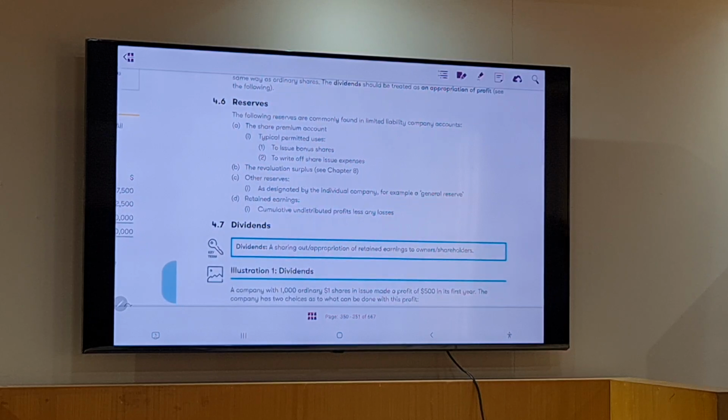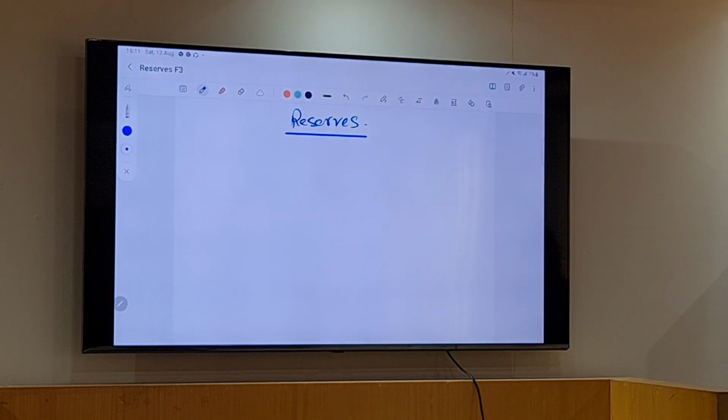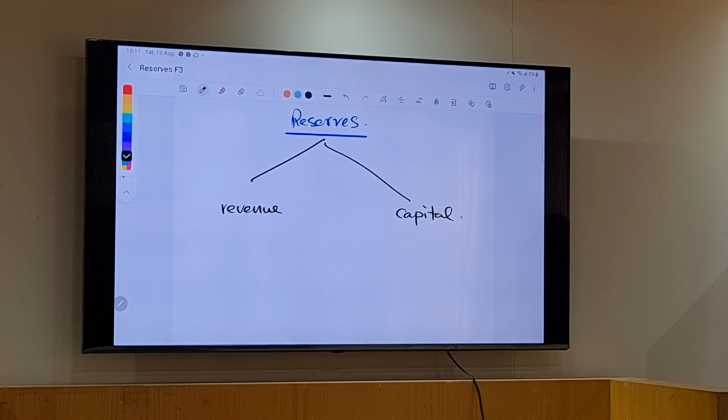Then we talk about reserves. There are two types of reserves: revenue reserves and capital reserves. Revenue reserves are reserves generated from your day-to-day operation. One good example of this is the profit at the end. This is one example of revenue reserve. These reserves are normally used to pay dividends. You have to use revenue reserves to distribute dividends.